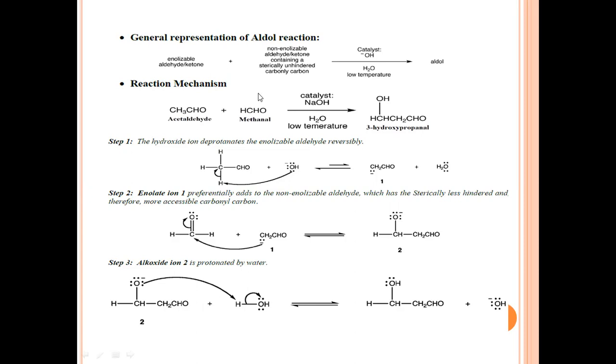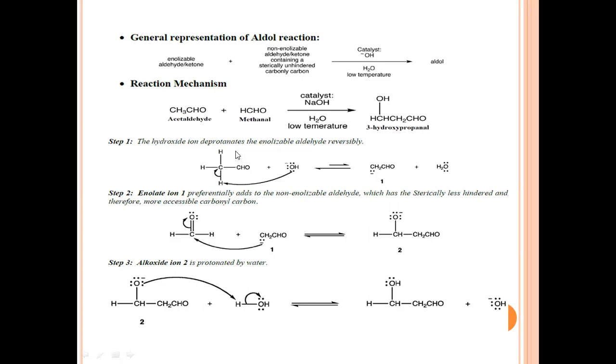Now, in the case of crossed aldol condensation, we are going to react acetaldehyde with formaldehyde. Acetaldehyde contains the presence of alpha hydrogen atom. Methanal, that is formaldehyde, has the absence of alpha hydrogen atom, but both of them will condense to form an aldol product, that is 3-hydroxypropanal. This type of condensation is known as crossed aldol condensation.